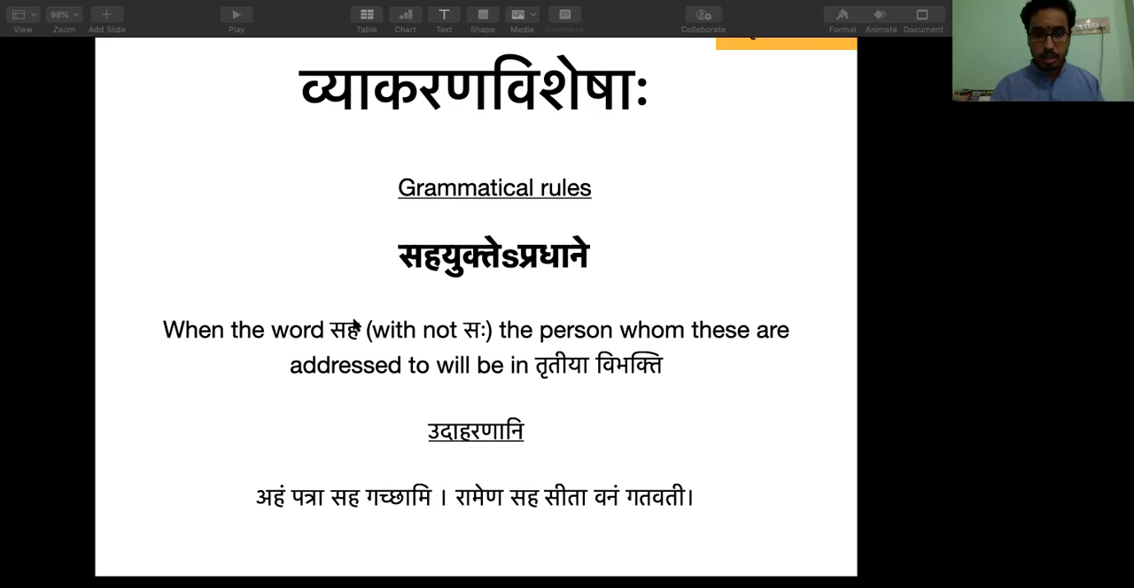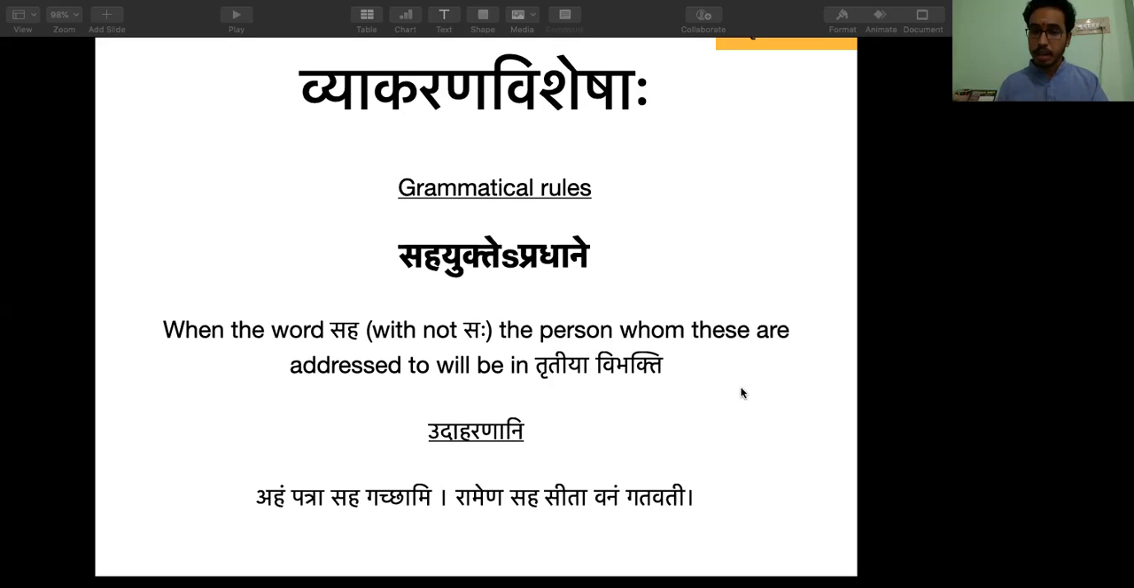As you can see here, Saha. When the word saha is used, saha means with, along with. The person with whom you are going, that will get Tritiya Vibhakti. For example, I go with my mother. I go with my friend. I go with my father. So you're going along with someone. That person with whom you're going, that person will get Tritiya Vibhakti. I go with my friend.